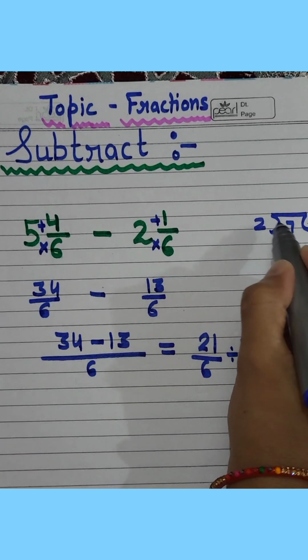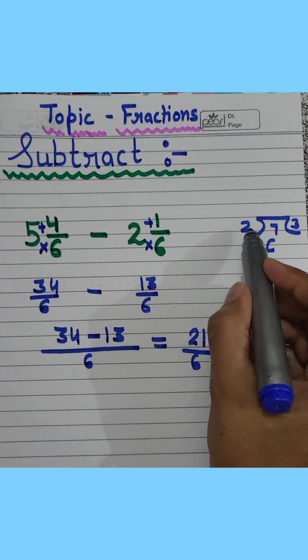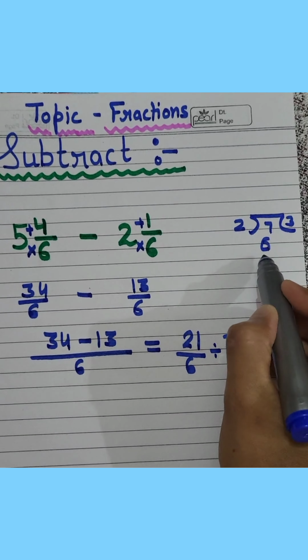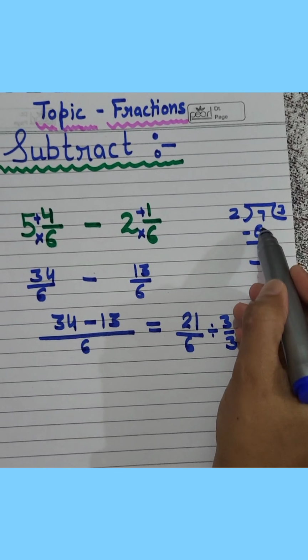Now we will divide this 7 by 2. So we will divide: 2 3s are 6. Now subtract, what is left? 1. Now how to write an improper fraction as a mixed fraction?